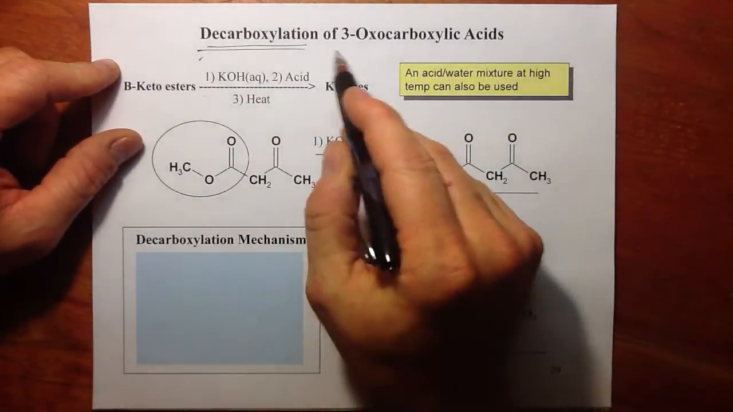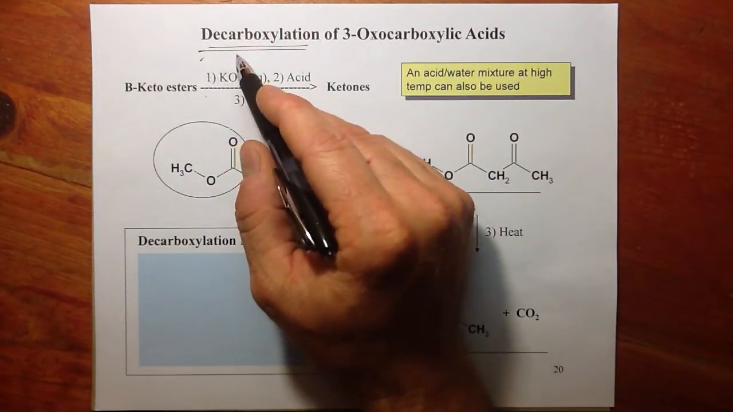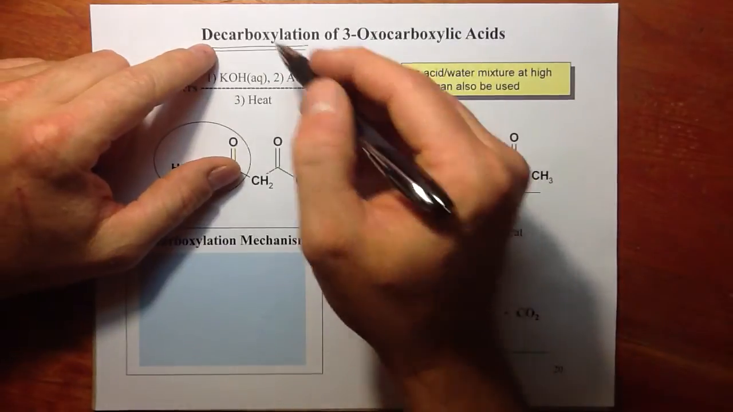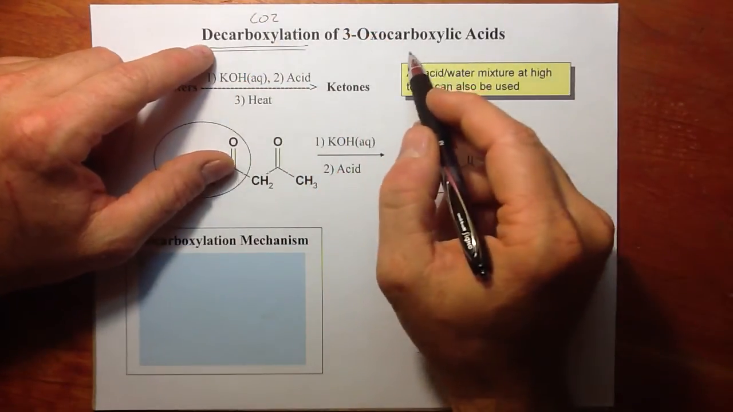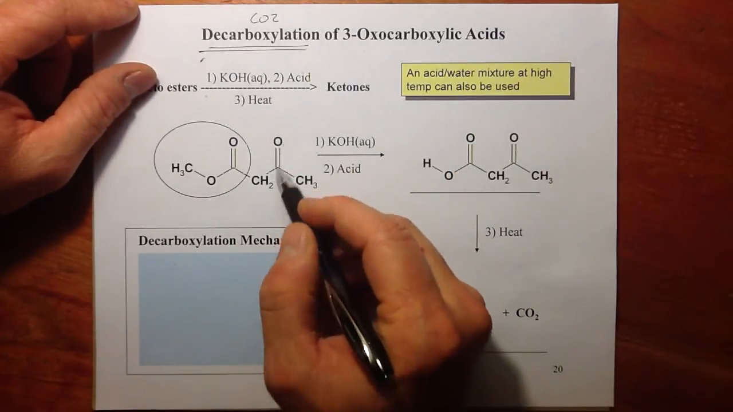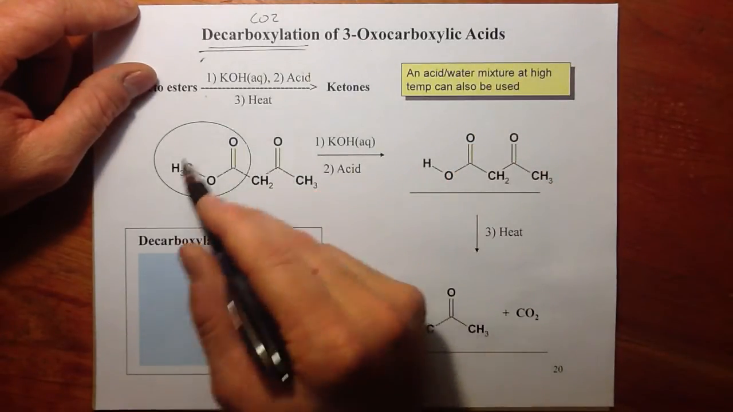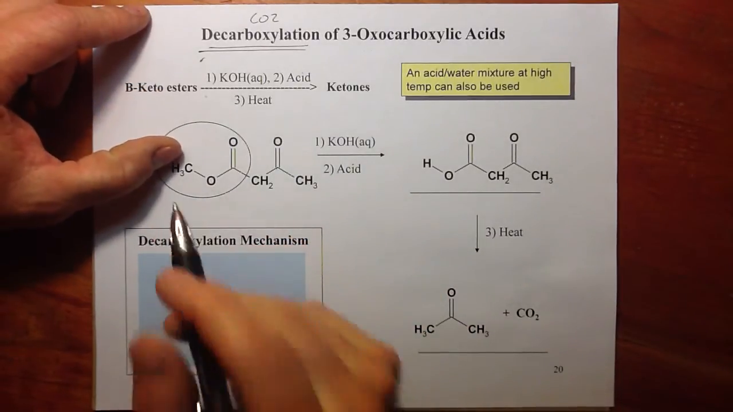Alright, so decarboxylation is just, I guess, exactly what it says. We're going to decarboxylate, CO2 this thing, of 3-oxocarboxylic acids. So we have at the 3 position a carbonyl off of a carboxylic acid. We need to have what will be a carboxylic acid.